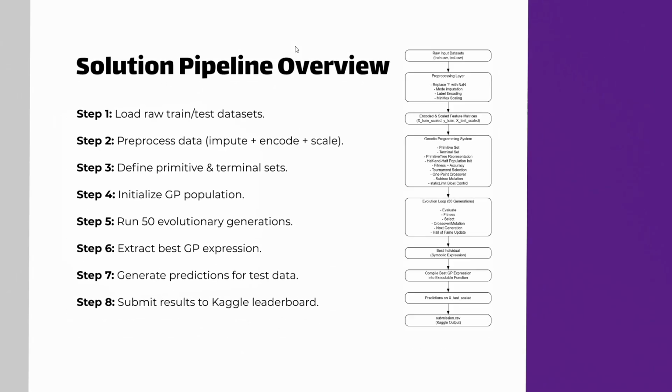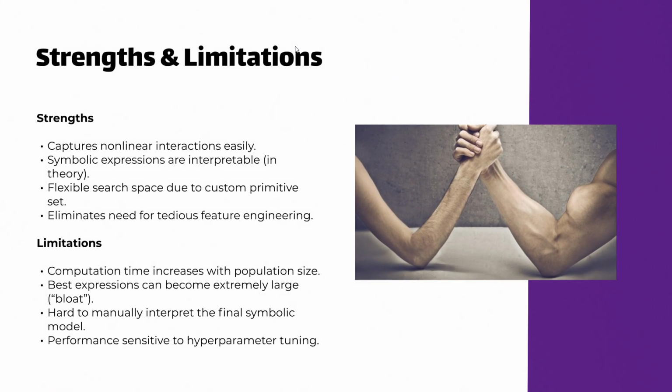Now, moving on to the strengths and limitations. Genetic programming brought several advantages to our project. It is highly flexible and capable of discovering non-linear relationships automatically. It also allows symbolic reasoning, which is something many modern machine learning models lack. However, GP also has limitations.